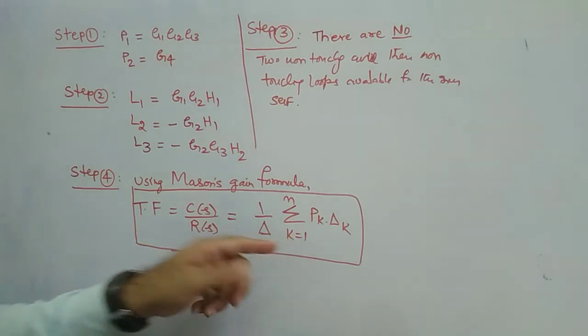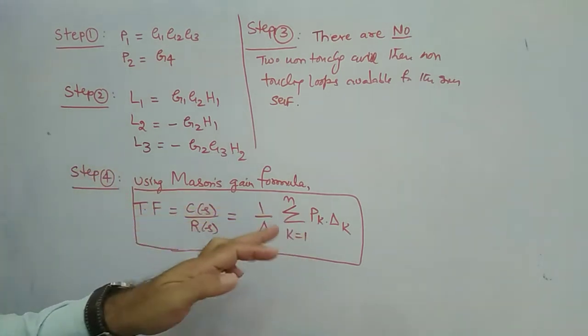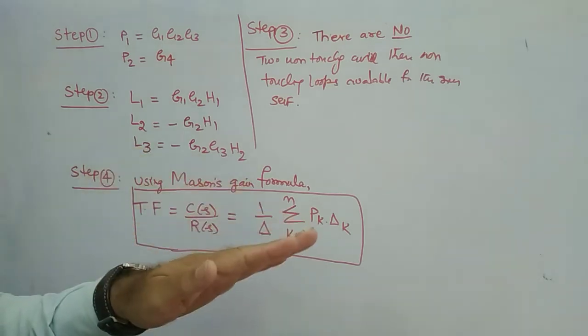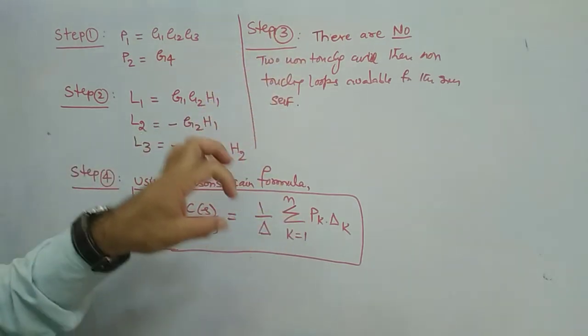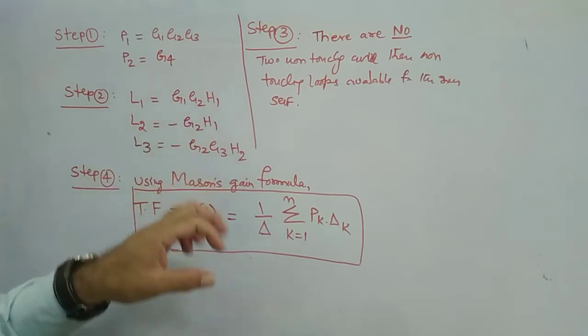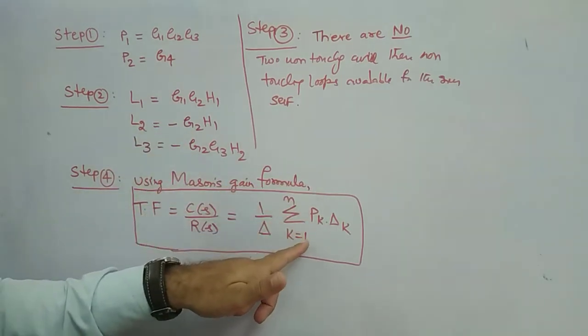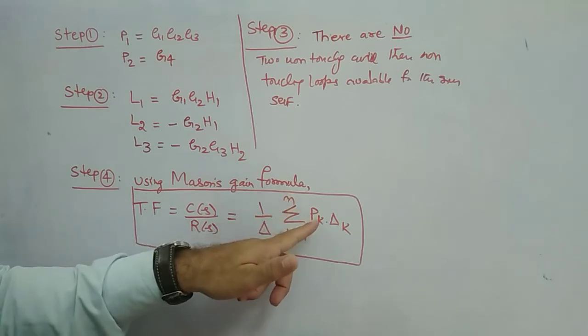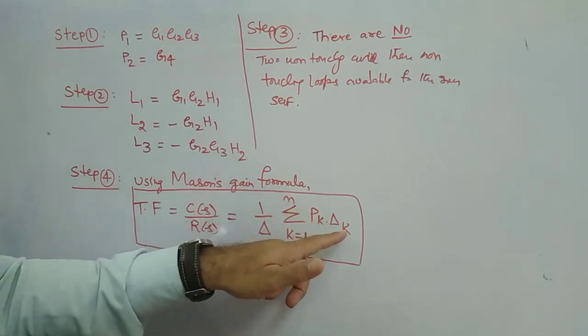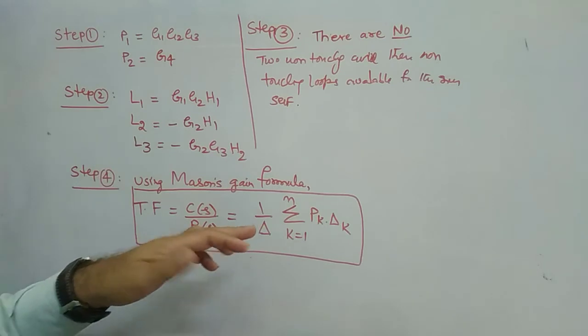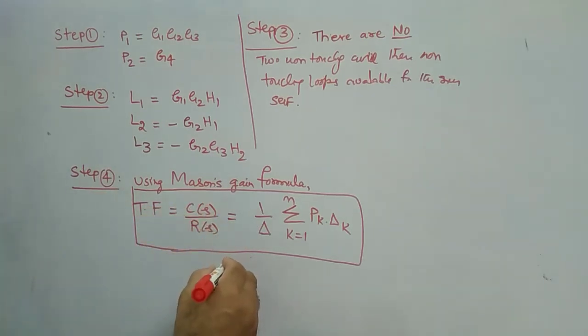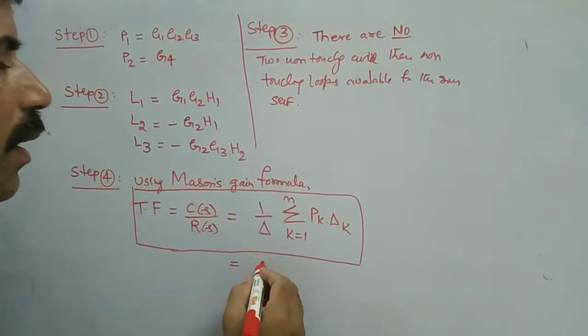Here K is equal to the number of forward paths. How many paths are there for this given signal flow graph? 2 paths. Therefore, K is equal to 1 to 2. Therefore, you substitute K, initially 1. Therefore, this can be written as 1 by delta.